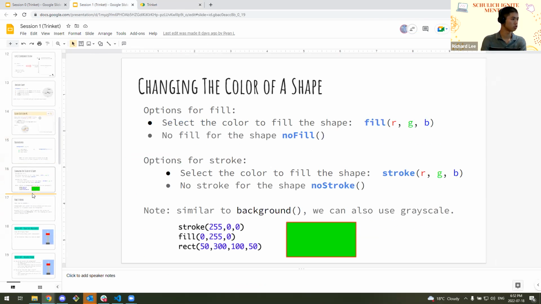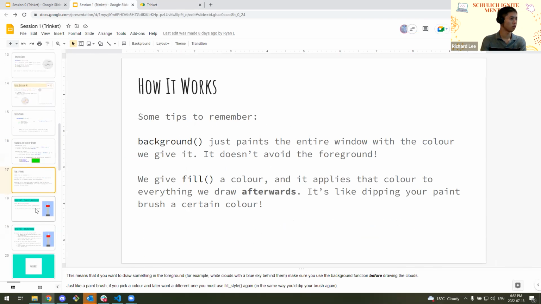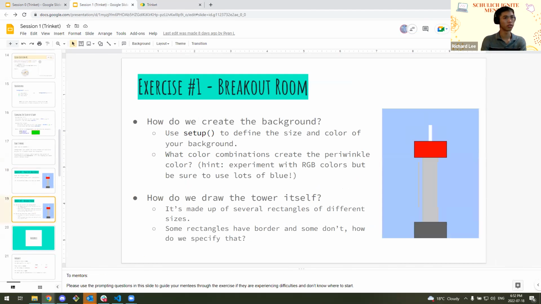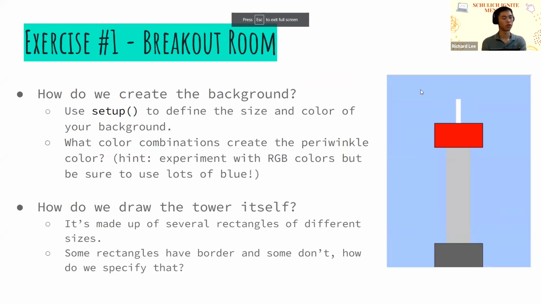With that, I think that we just got some examples here. And what I want you guys to do here, I'm going to give you a rushed 7 minutes. So that's until 7 o'clock to try your best to draw your own masterpiece, to try drawing this Calgary Tower here on the screen. Let's open up some breakout rooms and say hi to your mentors.